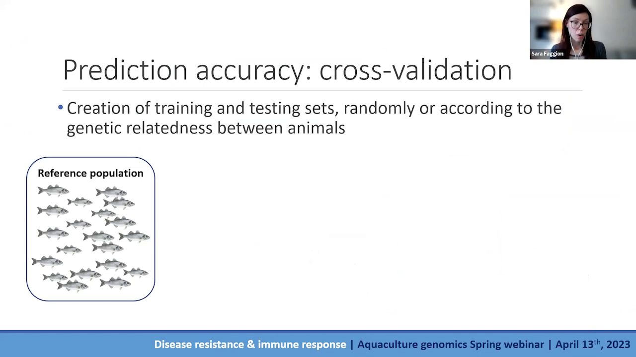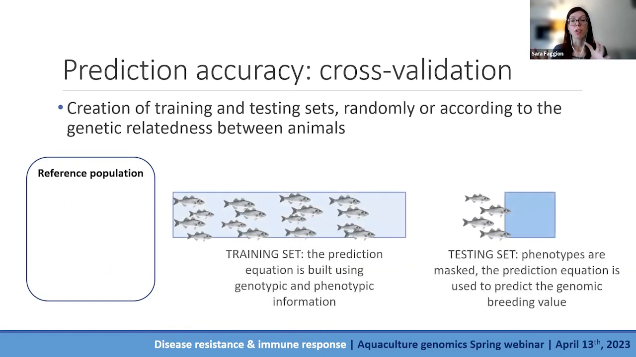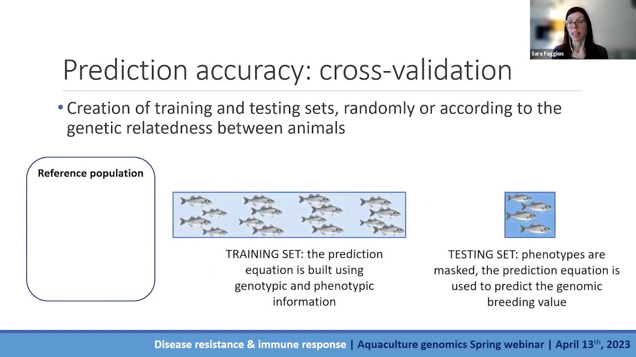Another important part is how we estimate the accuracy of genomic prediction. That means how well the prediction equation we are building performs. Normally we try to recreate what happens in reality. Starting from the reference population, we create two groups that are the training set and the testing set. These groups are created randomly or according to the genetic relatedness between animals. The prediction equation is built using genotypic and phenotypic information of the training set.